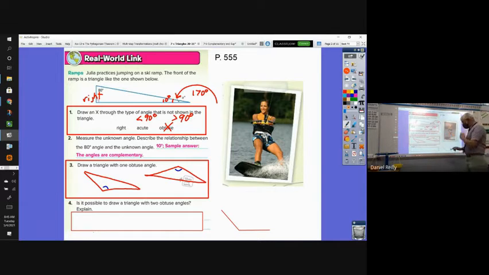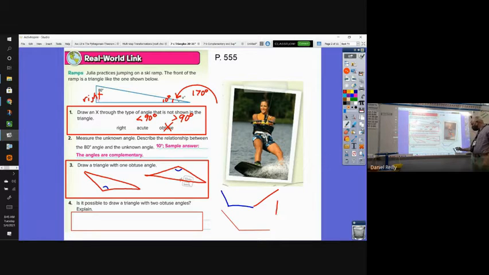No, I can't. Because if I have one angle that's bigger than 90 degrees and I draw in another one, well, these aren't going to connect. I can't make a shape with three sides. Okay, I can connect it and make it a quadrilateral, but that has four sides.